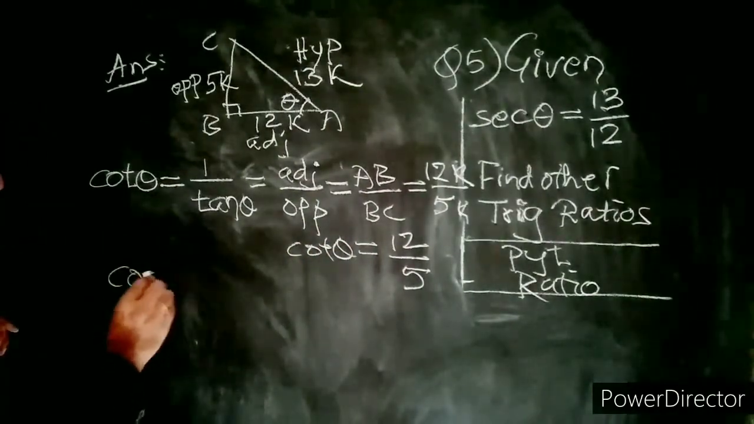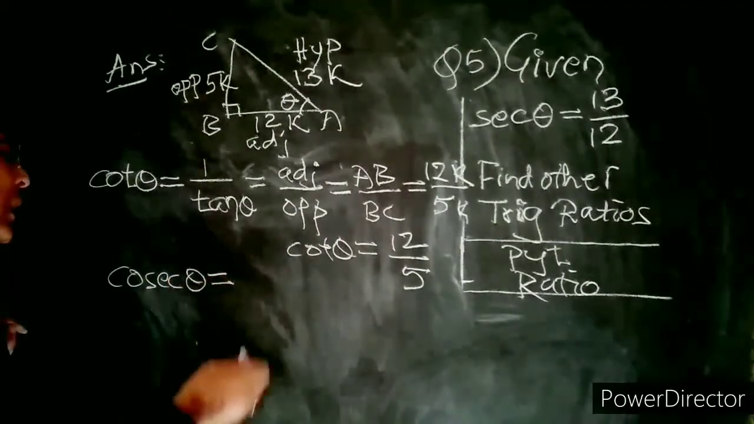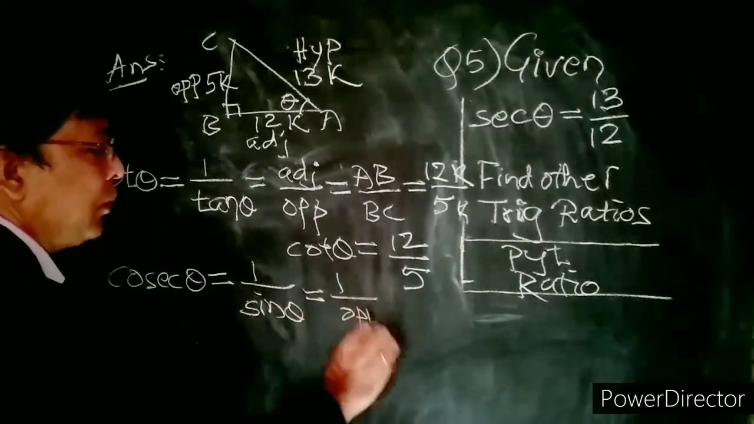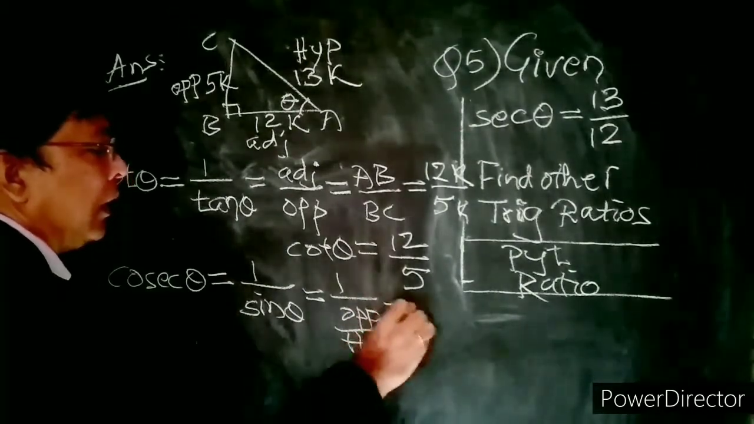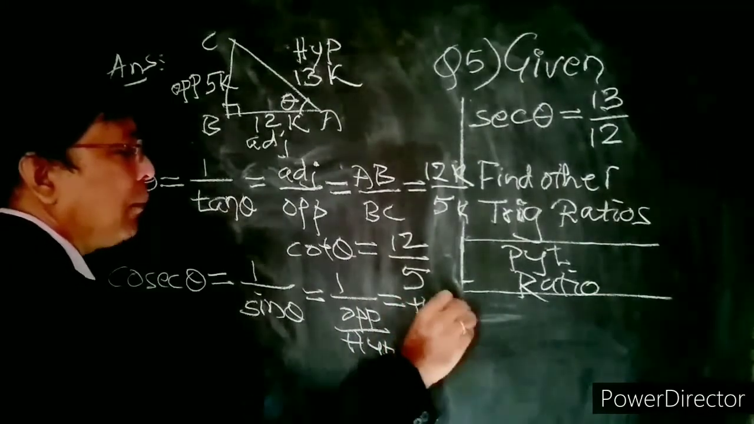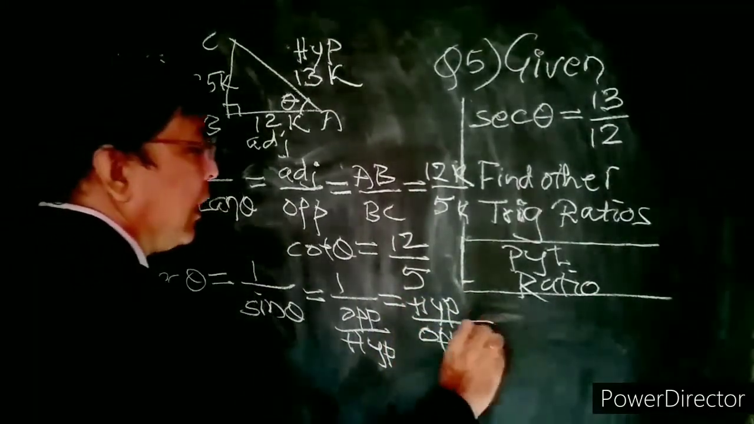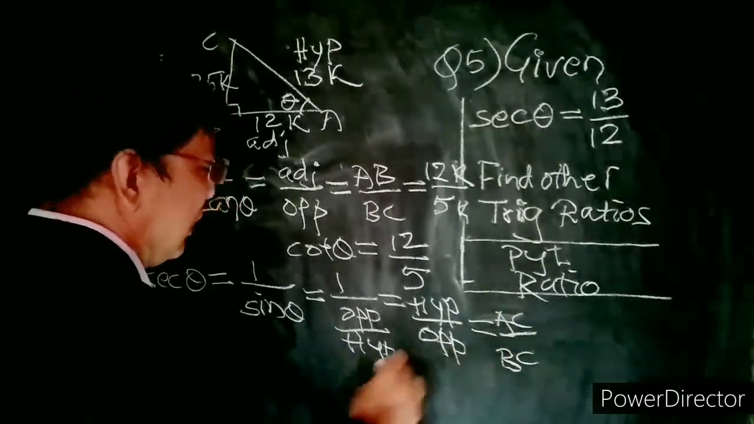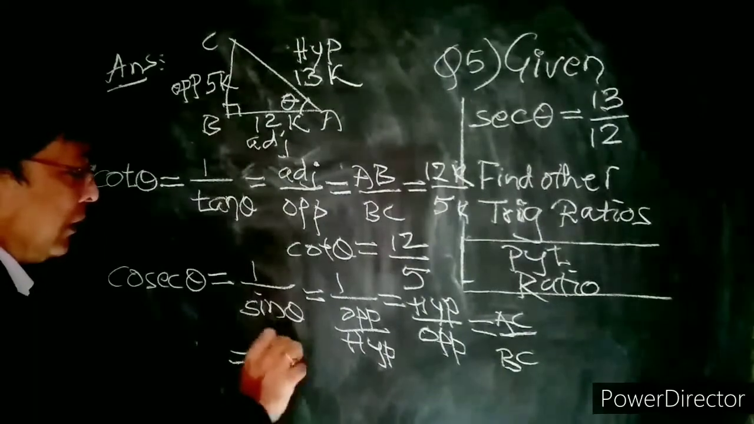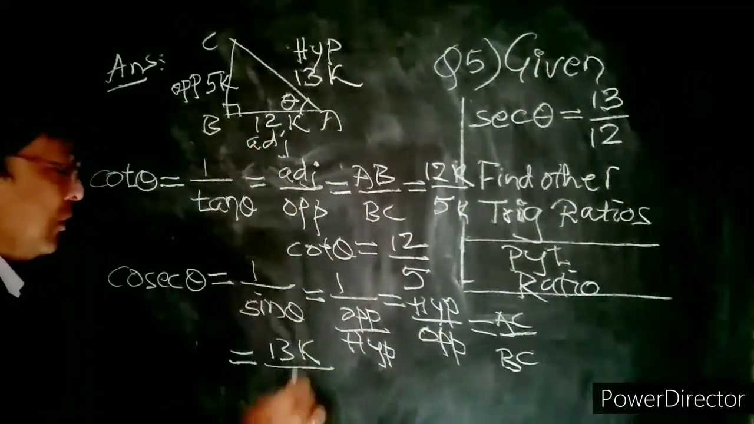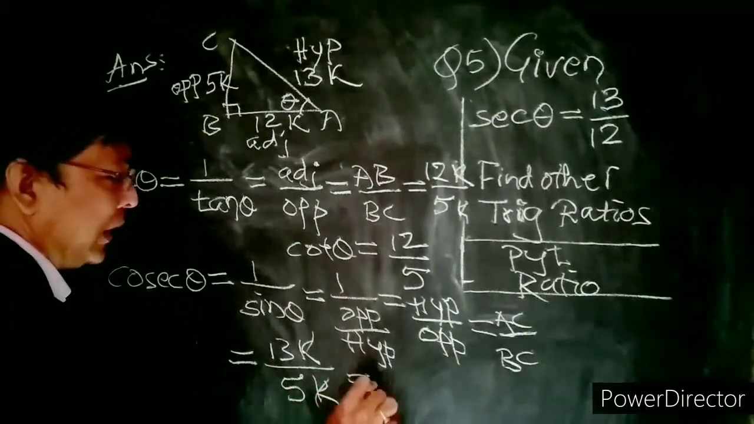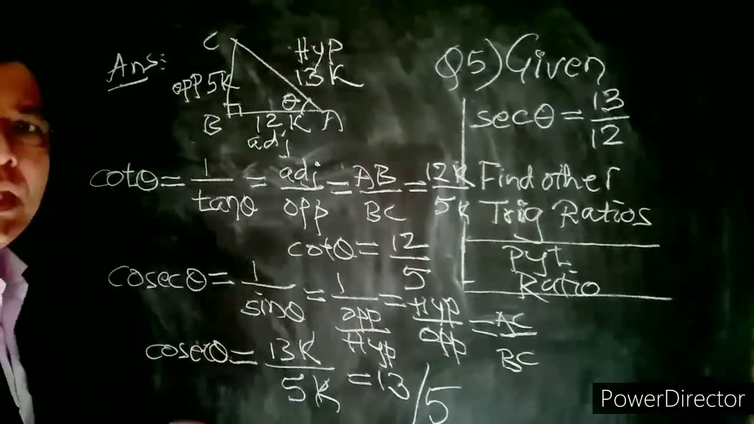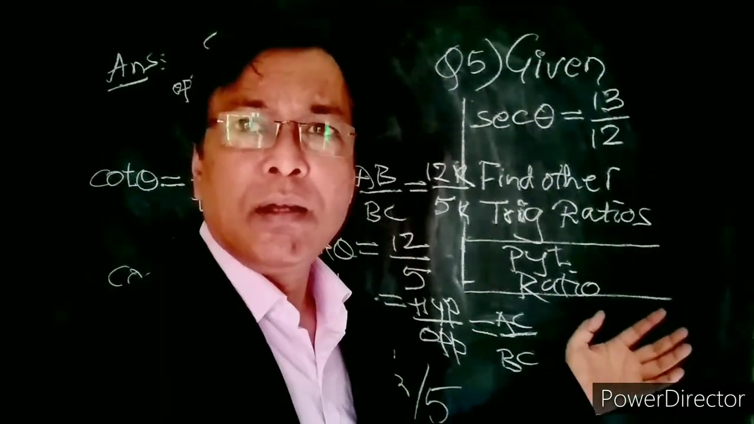Now last, cosec theta. Cosec theta is nothing but 1 upon sin theta. That is equal to 1 upon sin theta means what? Opposite side upon hypotenuse. Hypotenuse will come to numerator. So we get hypotenuse divided by opposite side. Hypotenuse is AC and opposite side is BC. The value of AC is equal to 13K and the value of BC is 5K. These get cancelled. We get 13 upon 5. This is the value for cosec theta. In this way, we have found out remaining trigonometric ratios.